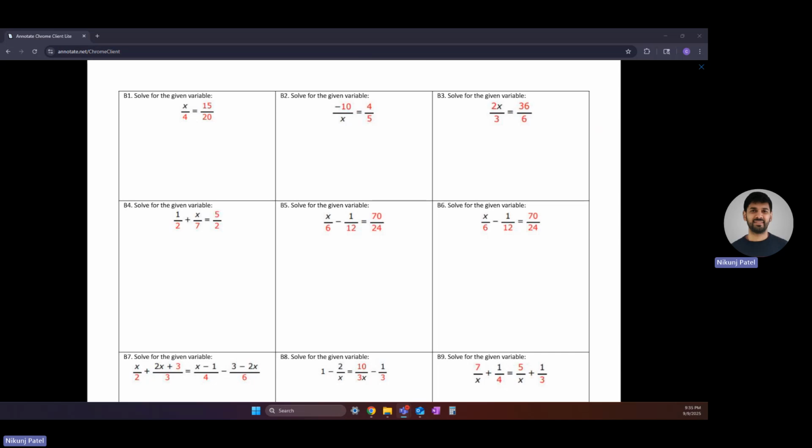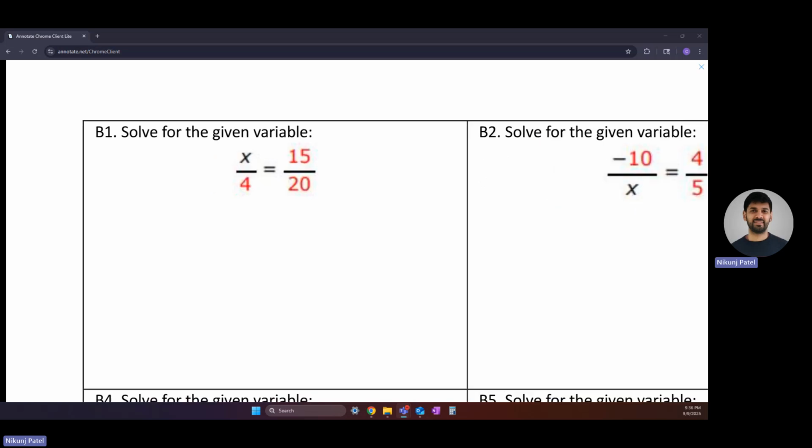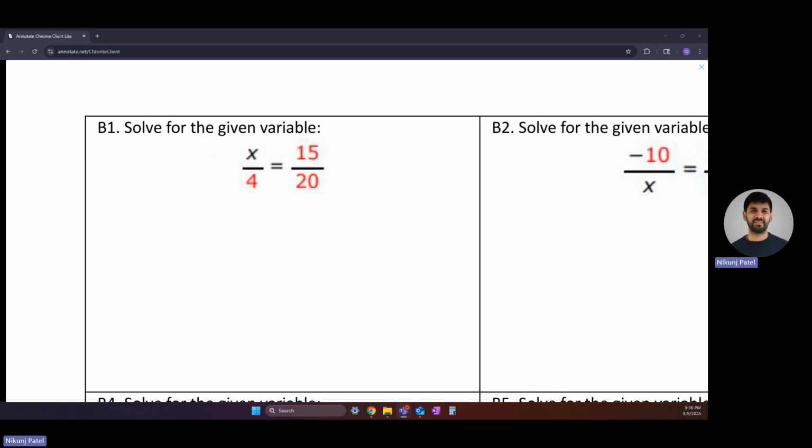On the back of your notes, we have some examples with fractions. So let's talk about how you deal with problems that have fractions in them. Some of them are straightforward, some of them have a little bit more to them. So let's take a look at them. This first example right here, you've got x over 4 equals 15 over 20.